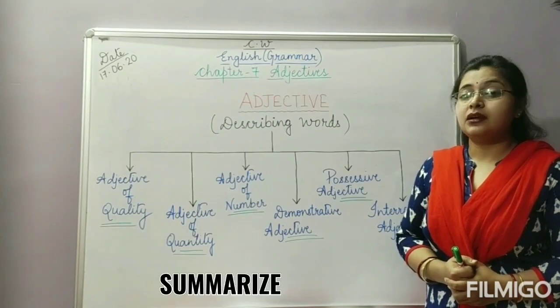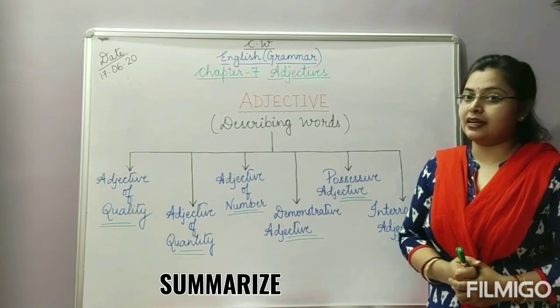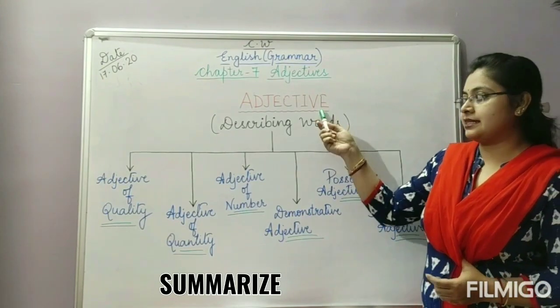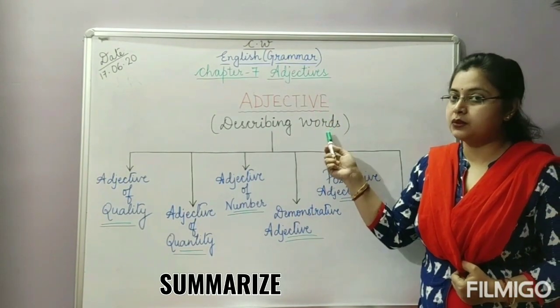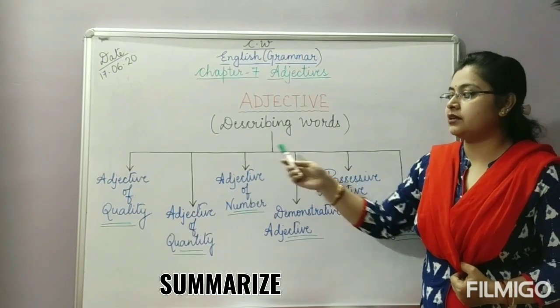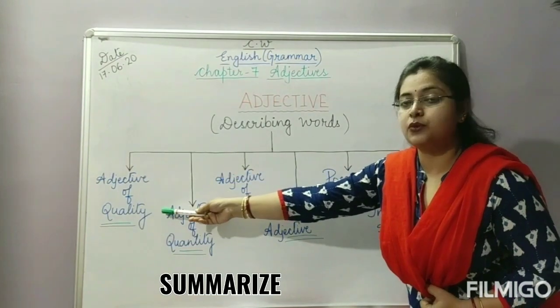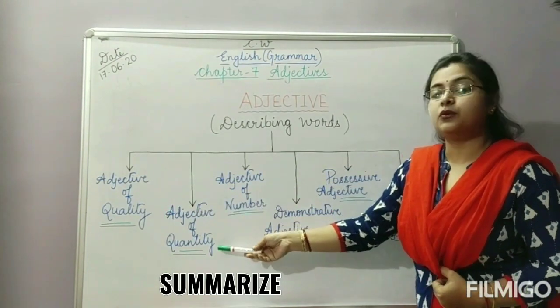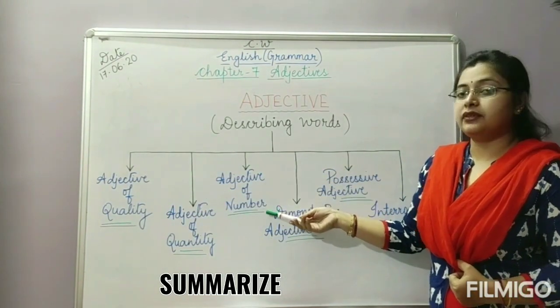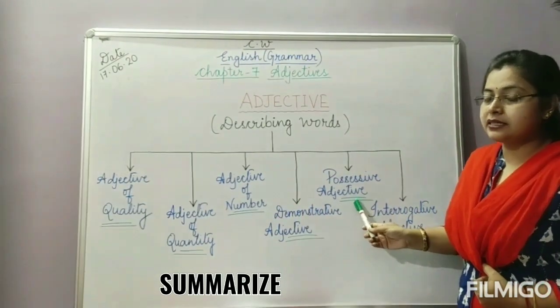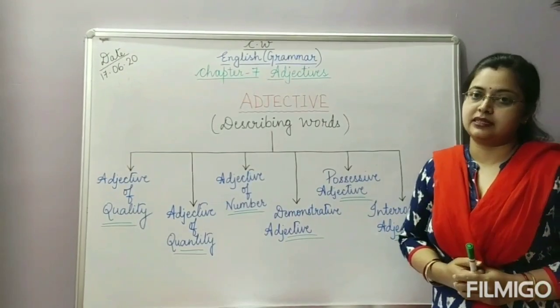So, dear children, hope you have understood what are adjectives. Now see what we have learned today. Adjectives are the describing words and we have learned its types also. Let's see what they are: adjective of quality, adjective of quantity, adjective of number, demonstrative adjective, possessive adjective and interrogative adjective.